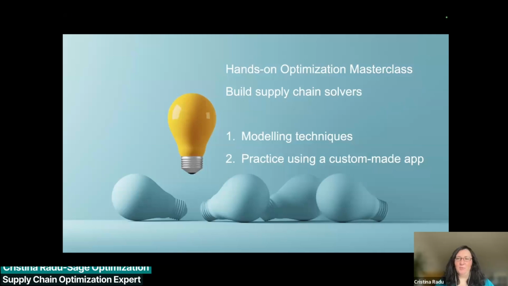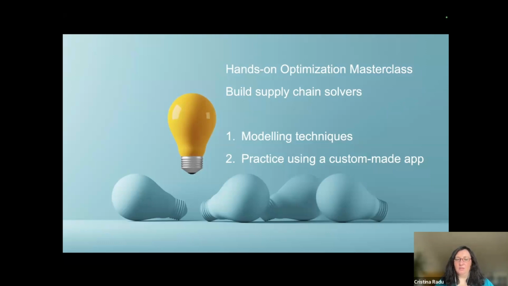Hello, everybody, and welcome to the first lesson of the hands-on optimization masterclass, where we are focusing on supply chain problems. We are going to build from scratch supply chain solvers, production planning solvers, network optimization solvers. We are going to talk about lot sizing, campaign planning, shelf life, and a lot of other concepts that appear in the supply chain. So we are going to learn the modeling techniques.